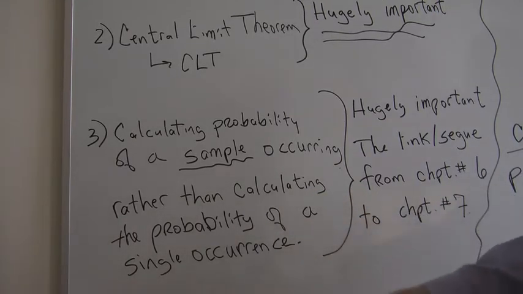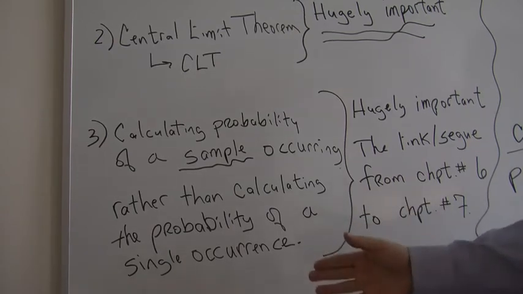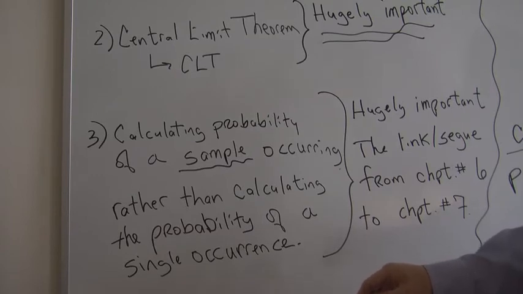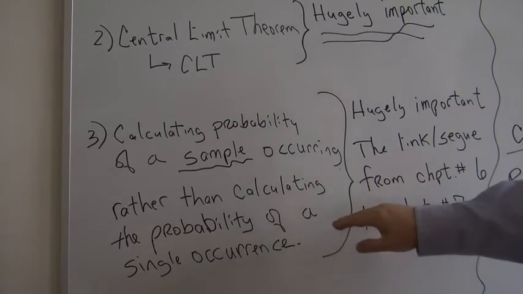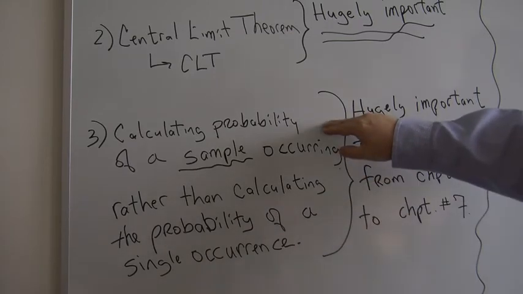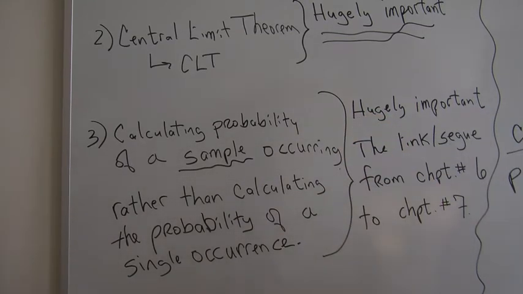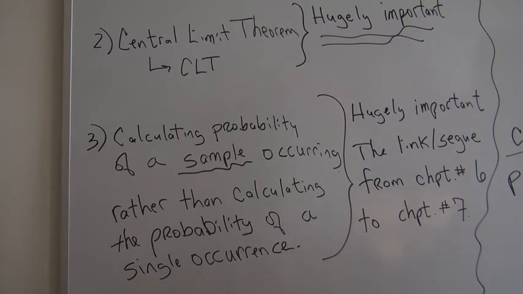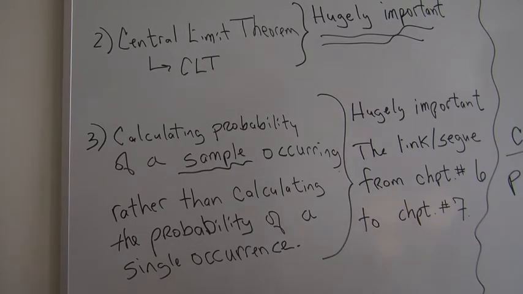What's the probability of one person having an IQ of at least 125? What's the probability of one person having an IQ of less than 90? Well, what we do in Chapter 7 is we extend this and we calculate the probability of a sample having, let's say, an average IQ of 125. What's the probability of a sample having an IQ of less than 90?